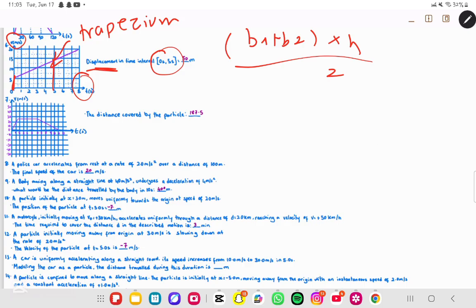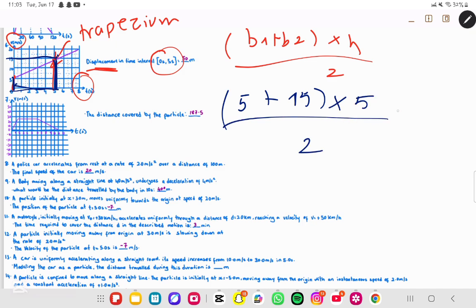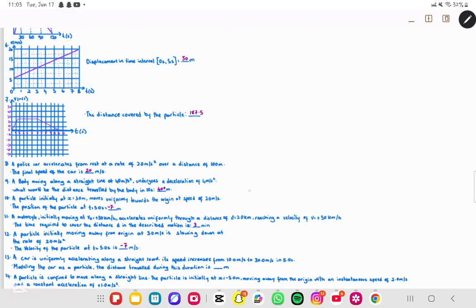So what's base 1 in this case? Base 1 is this over here, so 5, plus base 2, which is this over here, this is what? 15. Times the height. The height in this case, you will take it like this, which is 5 over 2. Put it on your calculator and you will get 50 as an answer.